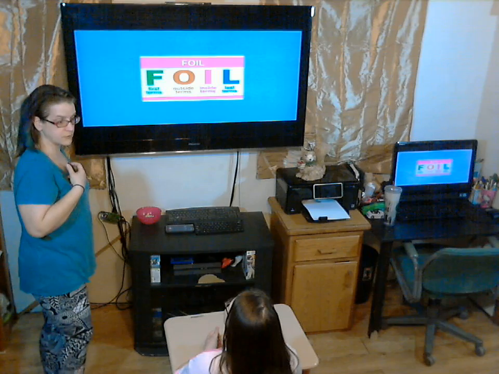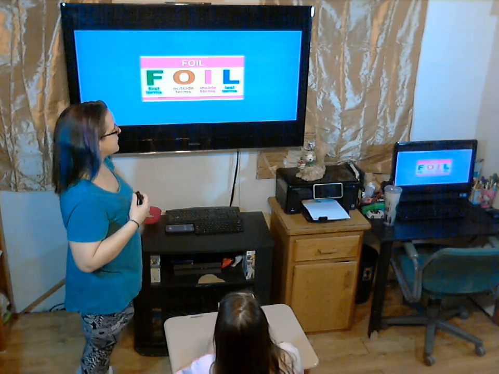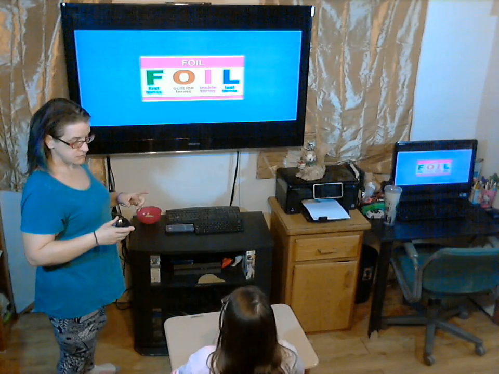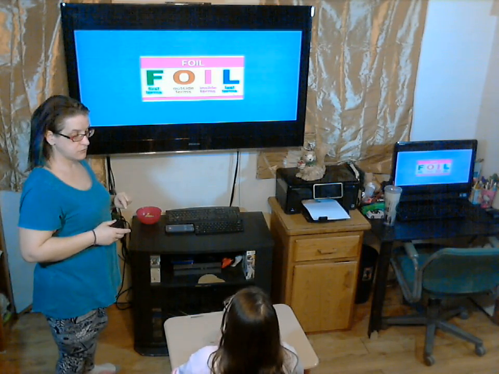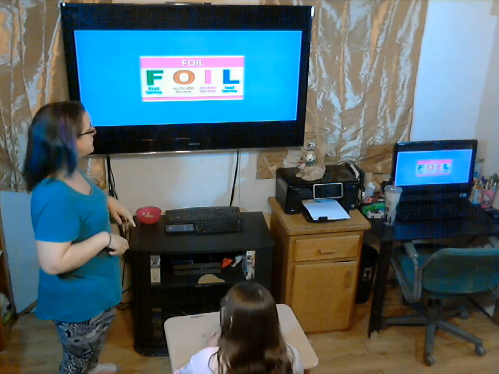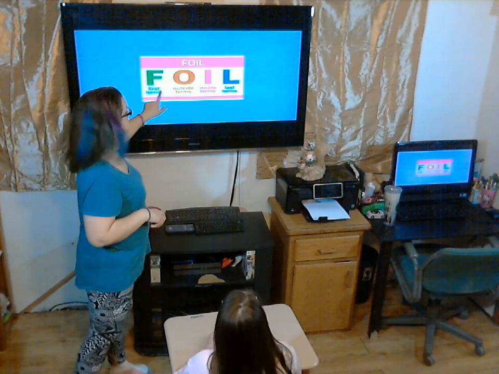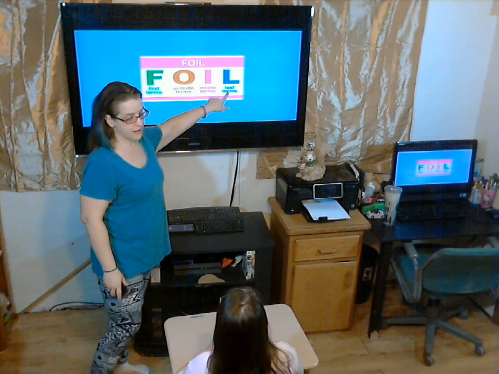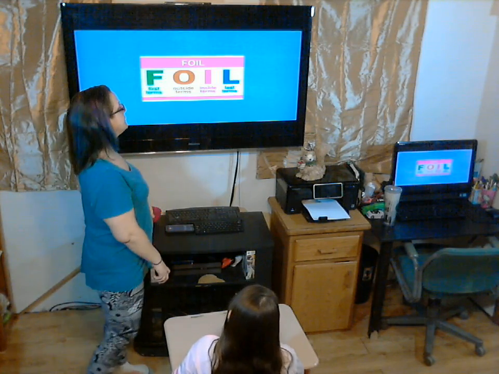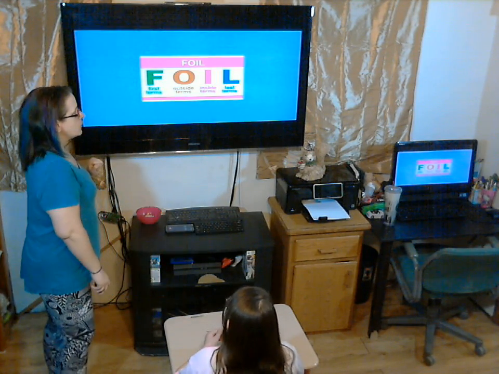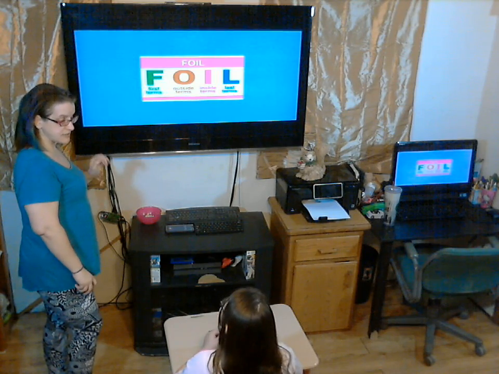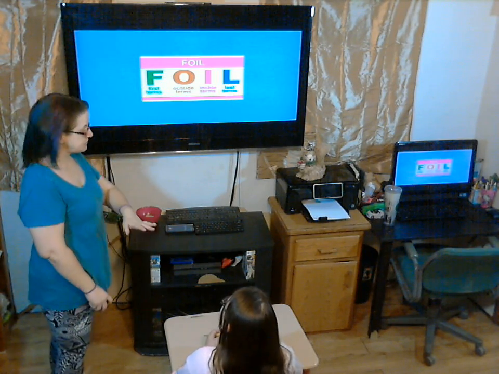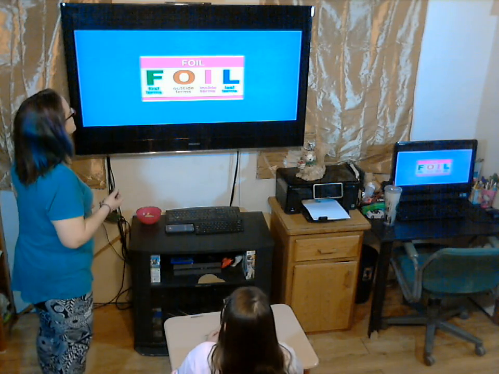Colorful PowerPoint. Ooh, look at that. Can you read that word for me? Foil. Foil is a word, but each letter in the word foil means another word, okay? So the F stands for first terms, the O is outside terms, the I is inside terms, and the L is last terms, okay? So we are going to go into it. Pay attention. Stop me if you get confused. This is something you can easily get lost in, but I don't want my babies lost.